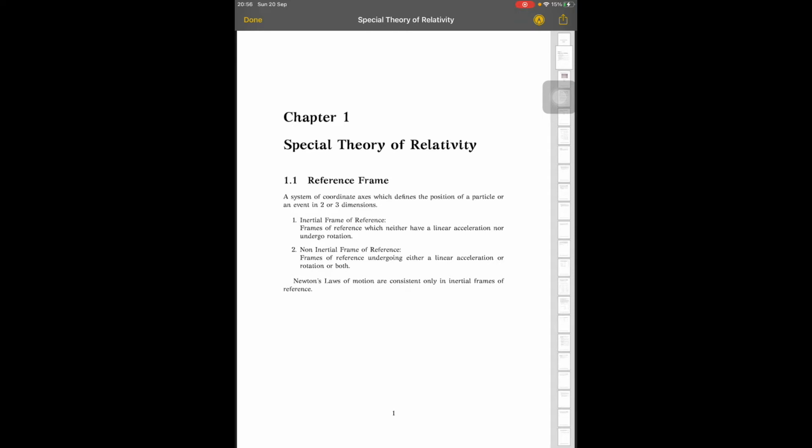Now, why do we need to categorize reference frames like this? This is because Newton's laws of motion are consistent only in inertial frames of reference. This is a very important statement that we need to understand properly because most people just remember the statement and ignore its true significance.